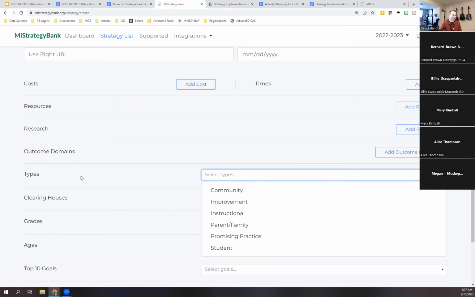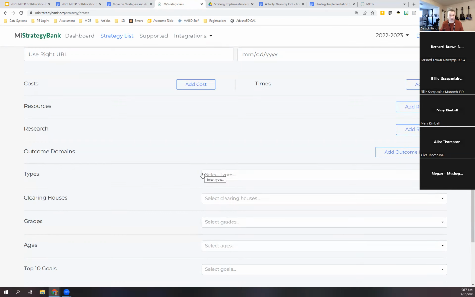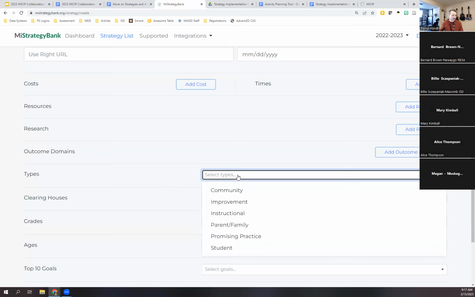Down here under types, and this is not a required field. So if you skip this field, it will not show up in MICIP. So under types, there's several listed here. The only ones that are going to show up in MICIP is if you click improvement. So the strategy bank feeds other systems. For example, it feeds MyRead or MyLearn, I can't remember what it's called. It feeds that.